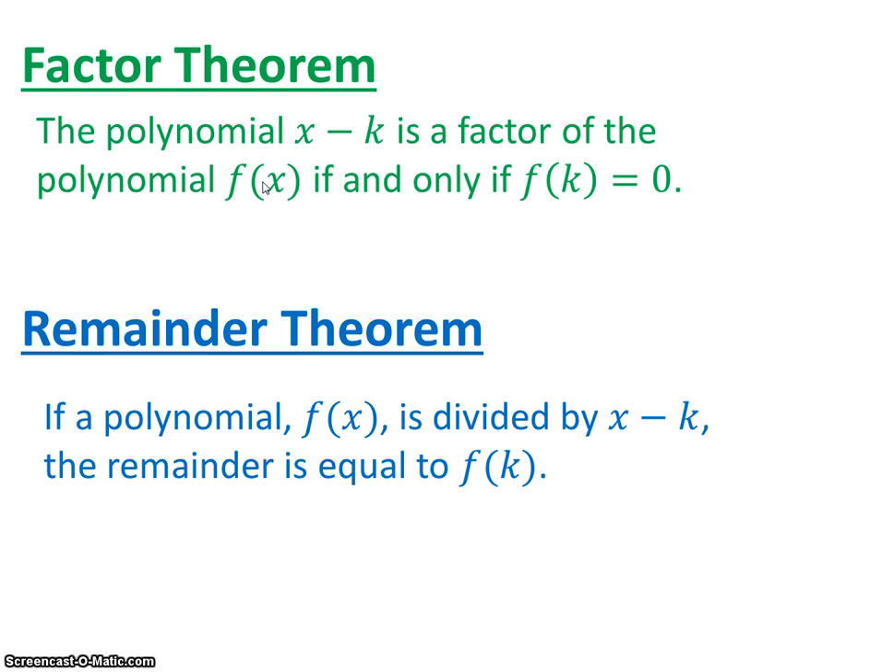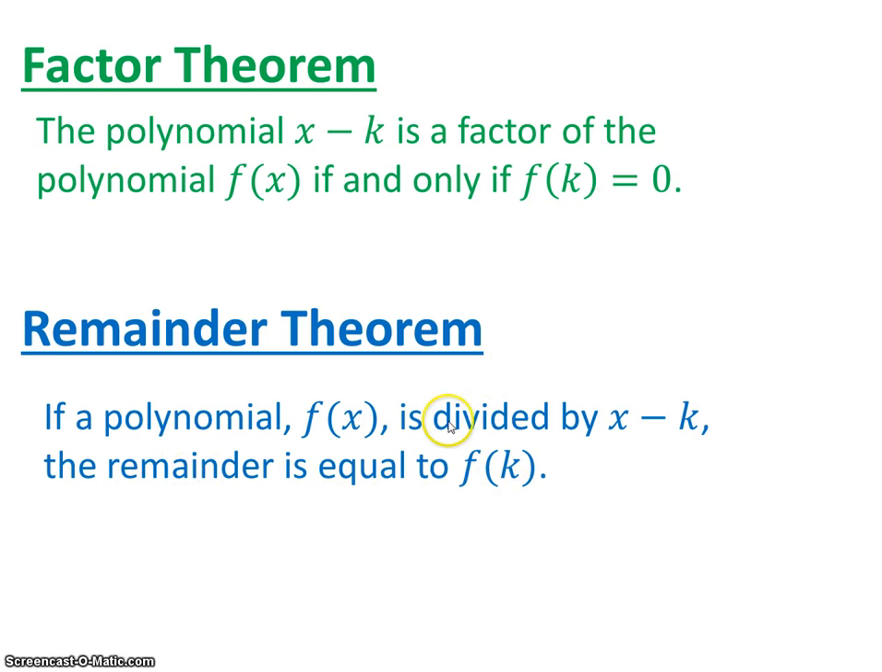The factor theorem states that a polynomial x minus k is a factor of the polynomial f of x if and only if f of k is equal to 0. And what we do is we use the remainder theorem to determine that part. If a polynomial f of x is divided by x minus k, the remainder is equal to f of k.